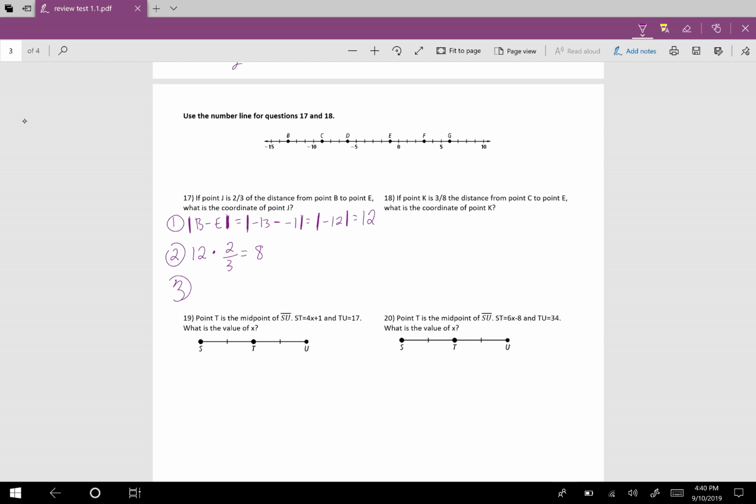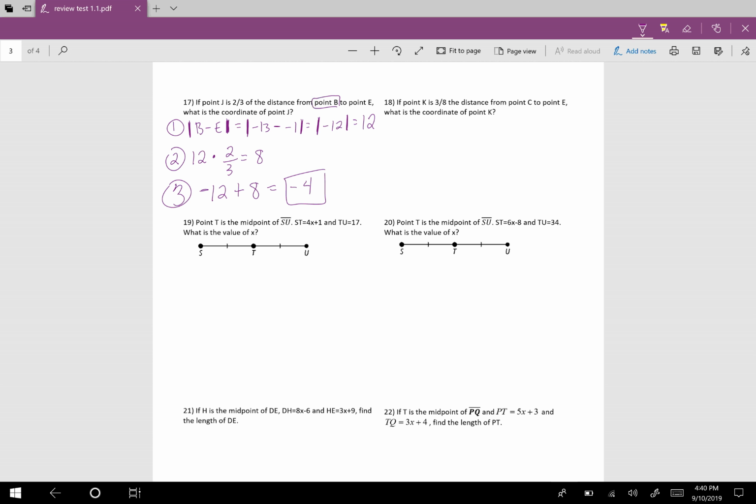And then step 3, you take the original endpoint. So what's our original? Point B. So it's negative 12. And then you add what you got in step 2. So negative 12 plus 8. So what is negative 12 plus 8? Negative 4. So point J is at negative 4. And there's J.